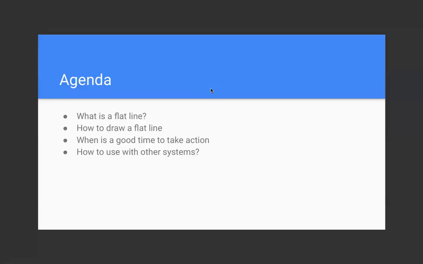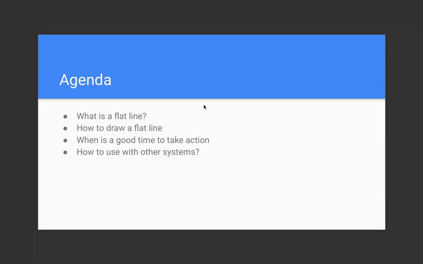So in the market, it is always better to be aligned with most of the traders there. When you say you're aligned with the market, it means you're aligned with the traders out there. So you need to know how to exactly draw this flat line. Then we'll talk about when is a good time to take action, whether it is selling or buying, based on these flat lines. Then finally, but not the least, we'll talk about how to use it with other systems. Okay, so that is the agenda for today.